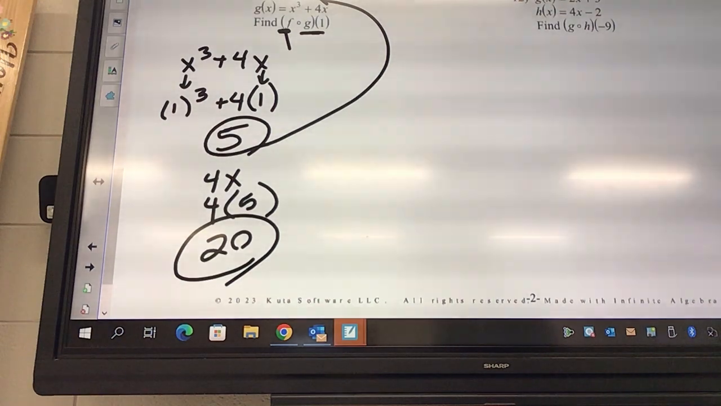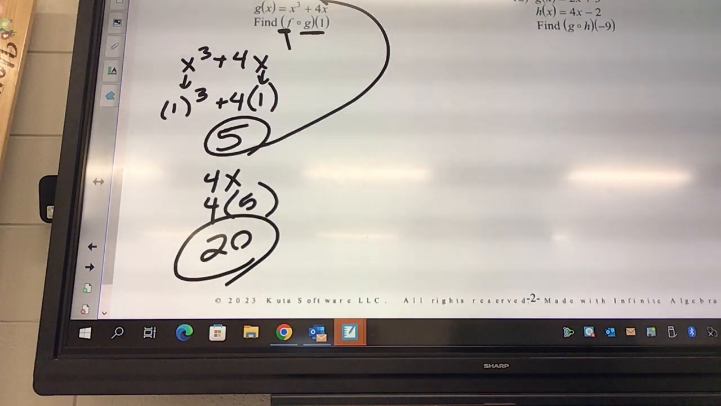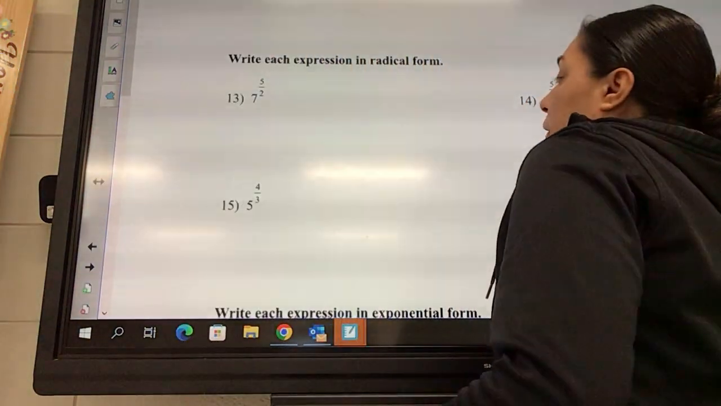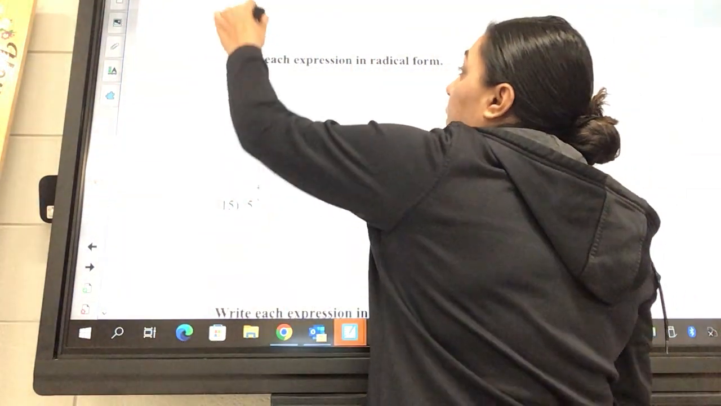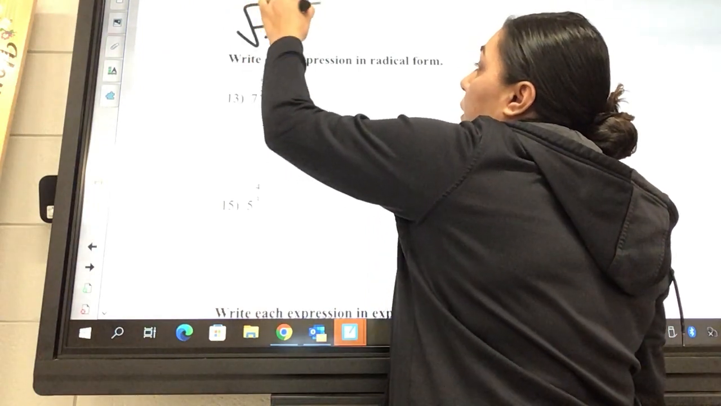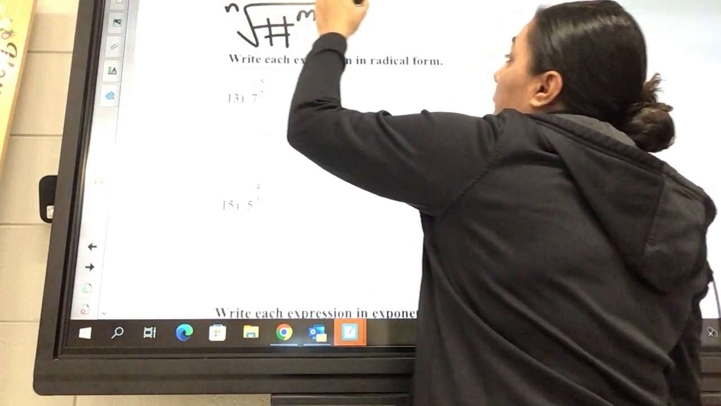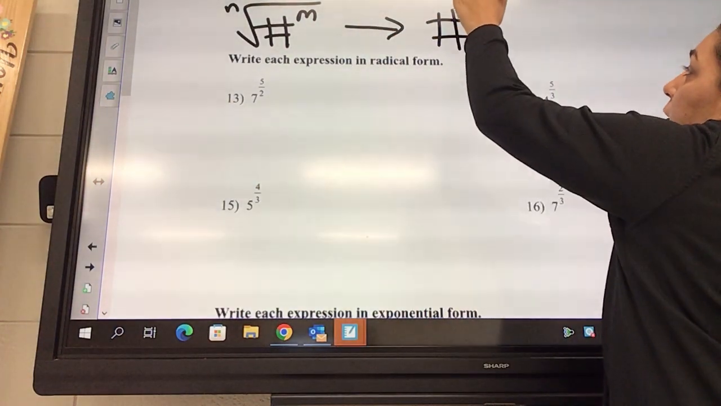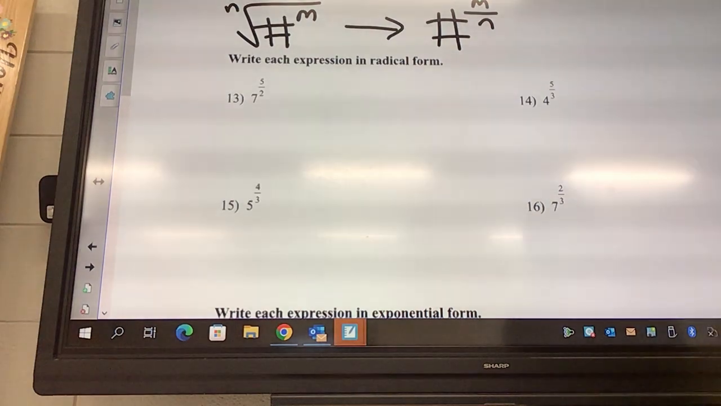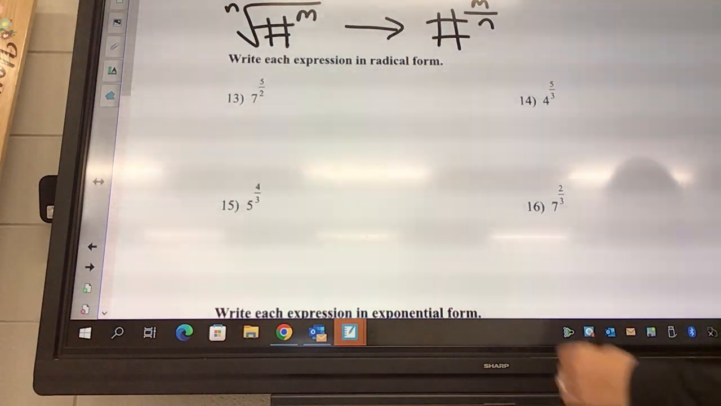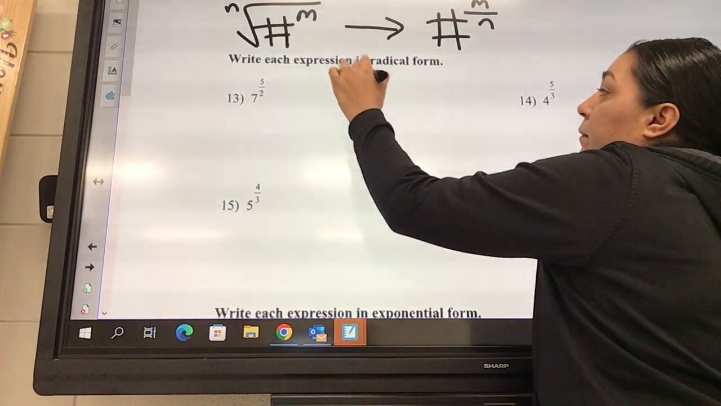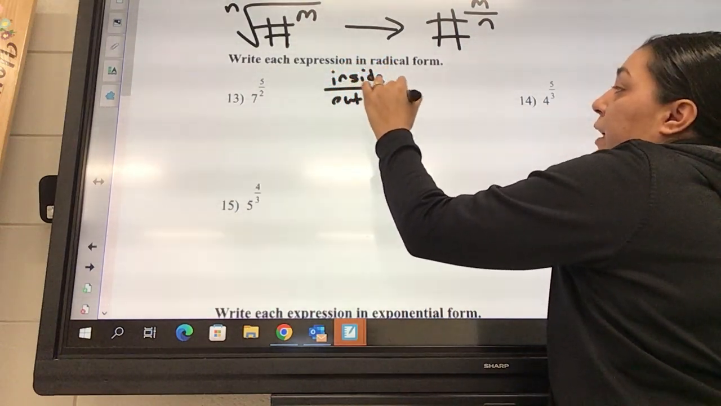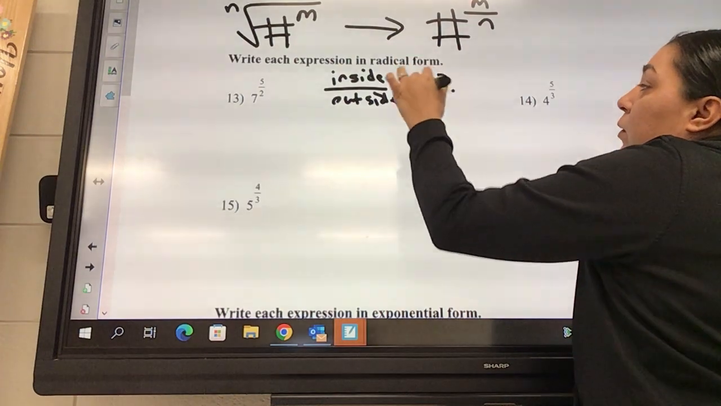Okay, the next section is going from radical to exponential form. So we've got the number m and then n, and it goes to the number m over n. So we've got inside over outside, which is the same as the top over the bottom.